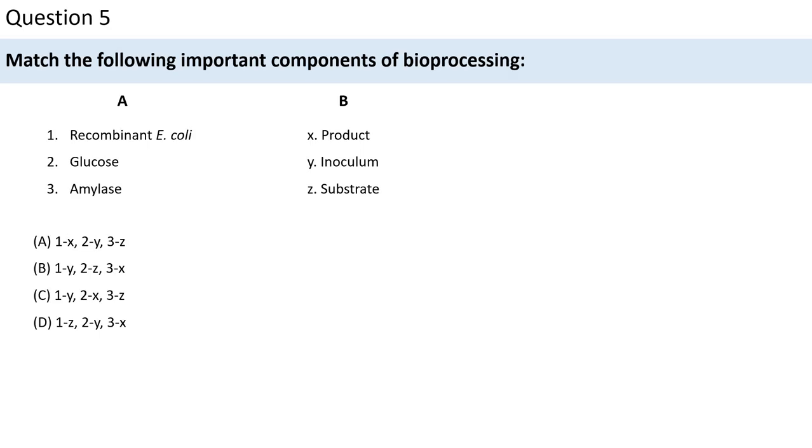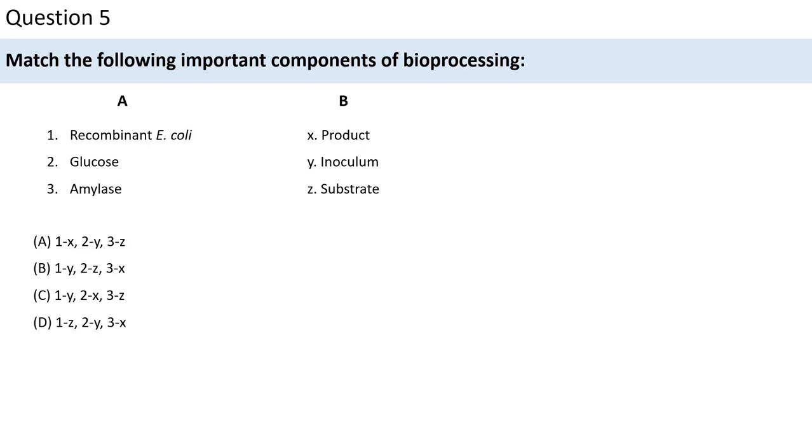Match the following important components of bioprocessing. So recombinant E. coli, glucose, amylase. So we have to find what is the substrate, what is the product, and what is the inoculum. So E. coli is being used as this is one of the well-studied organisms. So this has been used in industry in a lot of processes.